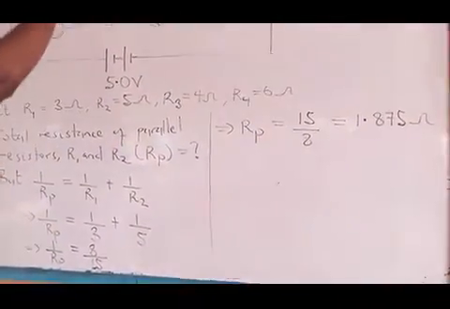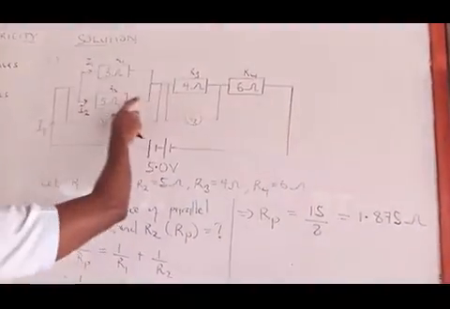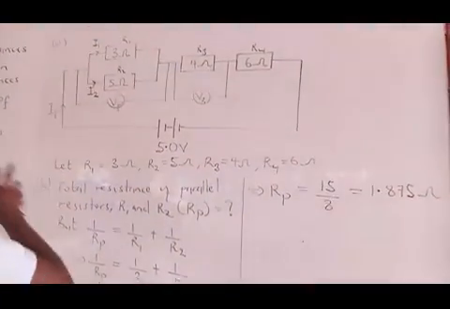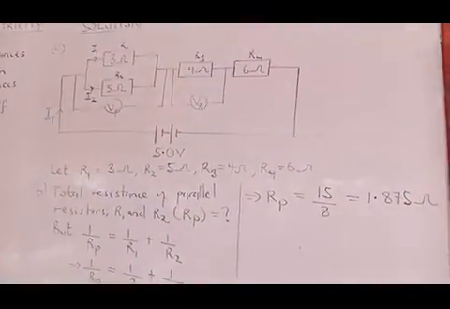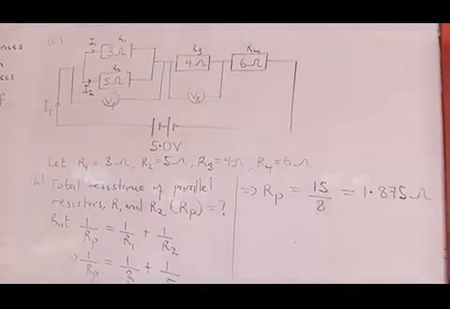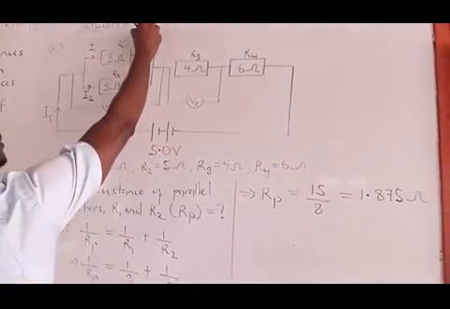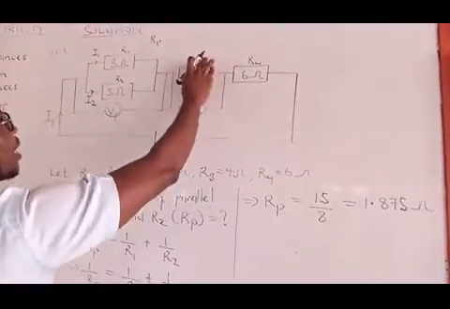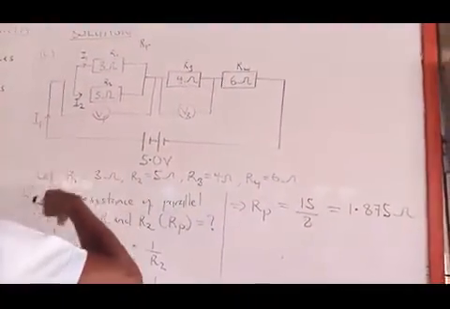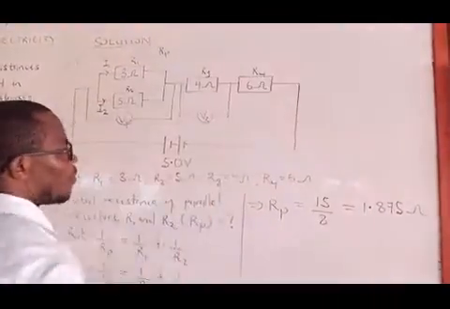Okay, so that is the total of the power resistors. And the total of the power resistors is in series with R3 and R4. We said that if resistors are in series, the total is determined by adding the resistances. So the Rp is in series with R3 and R4, and the overall or effective resistance in the circuit will be Rp plus R3 plus R4.